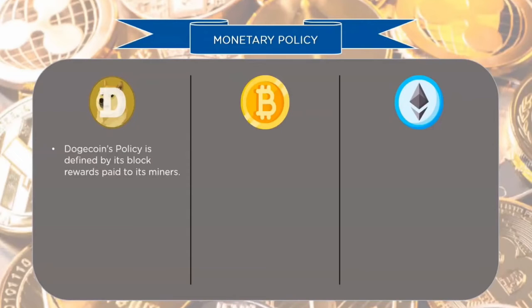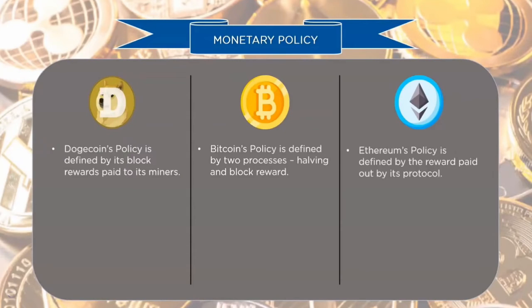Dogecoin's policy is defined by its block reward paid to its miners, whereas Bitcoin's policy is defined by two processes, halving and block reward. A halving event is when the reward of mining Bitcoin is cut in half, and it also cuts the inflation rate. And the block reward is the number of Bitcoins you get if you successfully mine a blockchain block. And Ethereum's policy is defined as minimum issuance to secure the network. That is, there is a constant trade-off between the transaction speed and security.